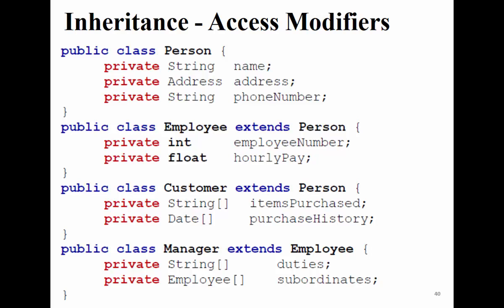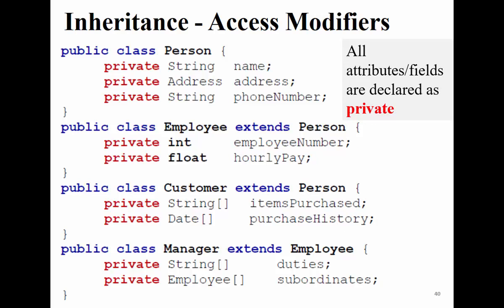Now the manager: how many attributes inside the manager? How many fields? If I need to construct an object from the manager, I should initialize how many fields? 7 fields: name, address, phone number, employee number, hourly pay, and the duties and subordinates. We inherit them, but now we cannot access them directly. Let us see. All the fields are declared as private.